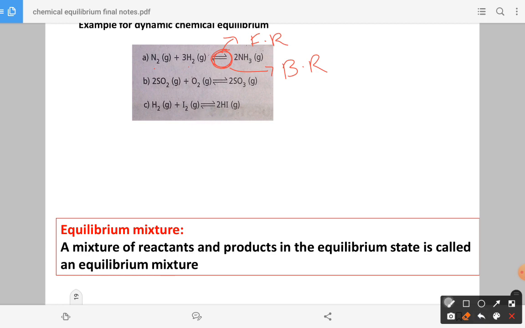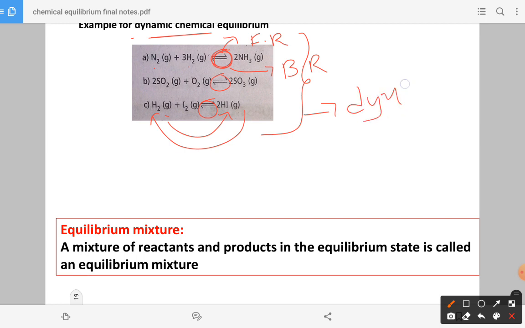So as we discussed, equilibrium we have to show with the double-headed arrow. We have the forward reaction and the backward reaction. In dynamic equilibrium, reactants are converted into products and products are converted back into reactants. That is called dynamic equilibrium. So all these are examples of dynamic equilibrium, where reactants are converted into products and products are converted into reactants.